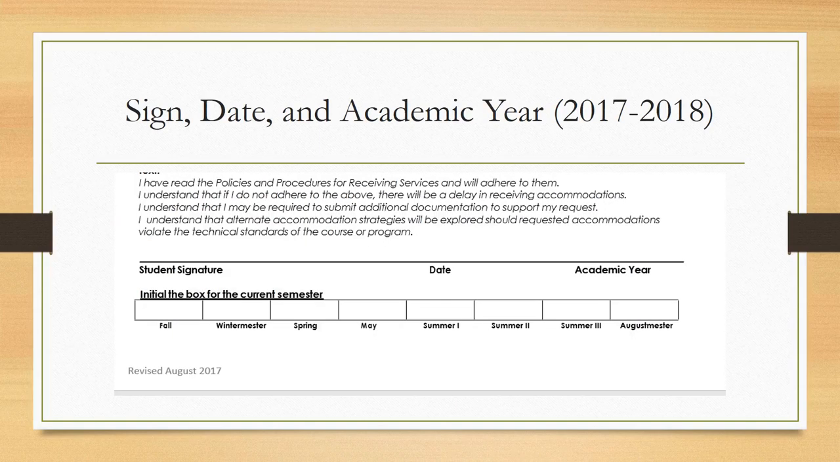Now sign and date and write the academic year at the bottom and initial the box for the current semester. This contract is valid for the remainder of the academic year and must be initialed upon requesting services for the new semester.